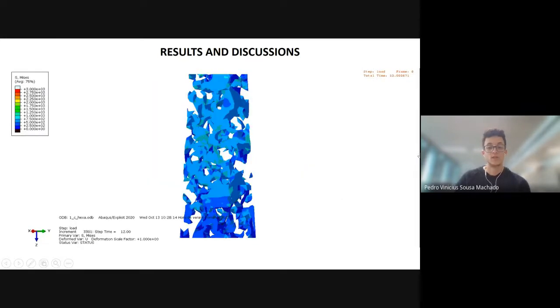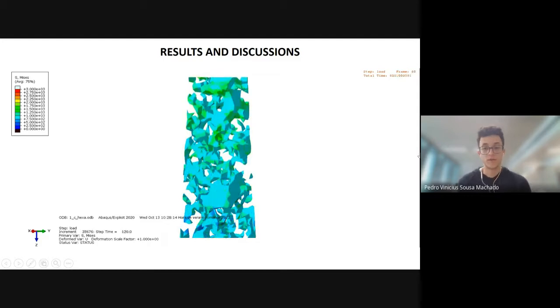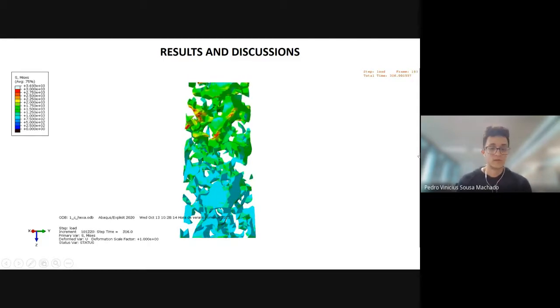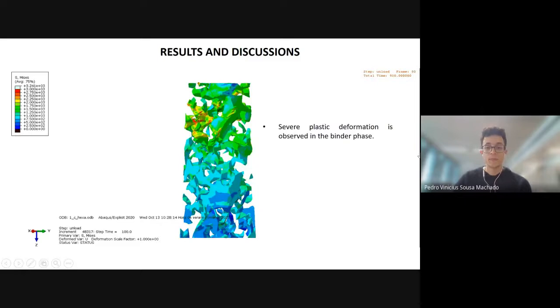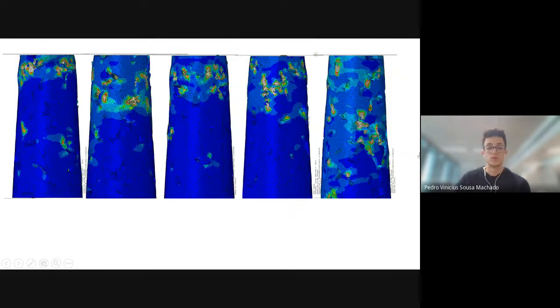And now we see only the binder deforming, and this is von Mises. We are visualizing von Mises because it's a model based on the J2 tensor. Severe plastic deformation in the binder phase, which is also true in real life. This is other deformed geometries in the other simulations. We also see here, very interesting, a general direction of 45 degrees on the cracks.